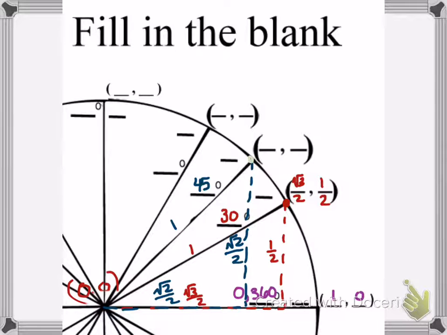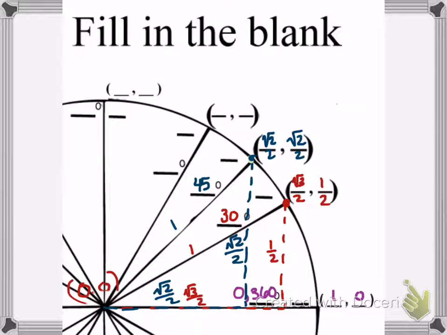Let me see if it'll let me write right in there. So we're trying to figure out what are the coordinates of this dot, and if you look at what I've done on my triangle with the dotted lines, the x distance is square root 2 over 2, and so is the y distance, also square root 2 over 2. So the x and y coordinates at 45 degrees are square root 2 over 2 and square root 2 over 2 because of that second special triangle.